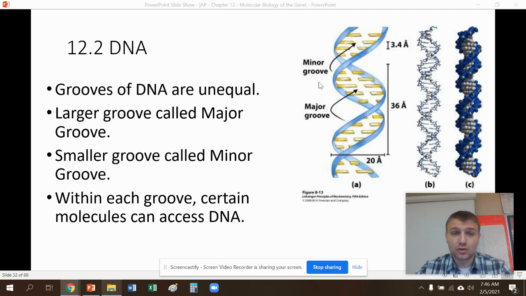All right, so this ends section 12.2. This is where the structure of DNA ends. The next thing we're going to go over is replication.